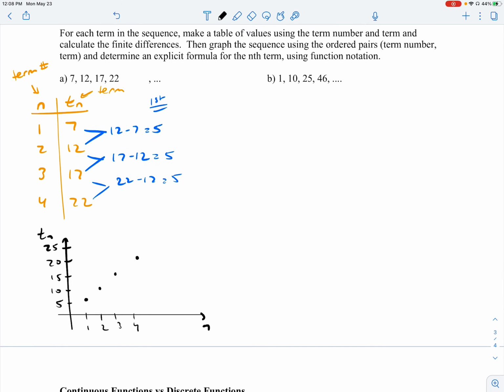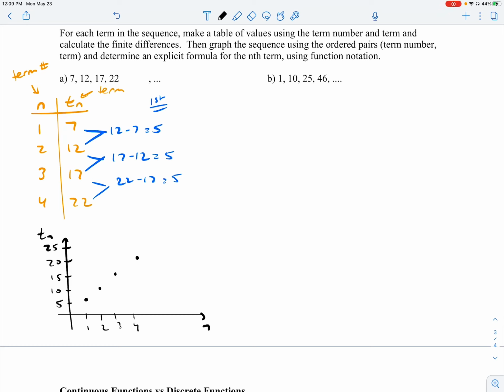Now determine an explicit formula. So sometimes doing this finite difference is good because it helps us get some insight into the sequence. So if there's a constant difference of 5, that means this is going to be a linear relationship, which we can see from the graph. And we know that the slope is 5 because it's always going to go up by 5 to the next term each time. So it must look something like this.